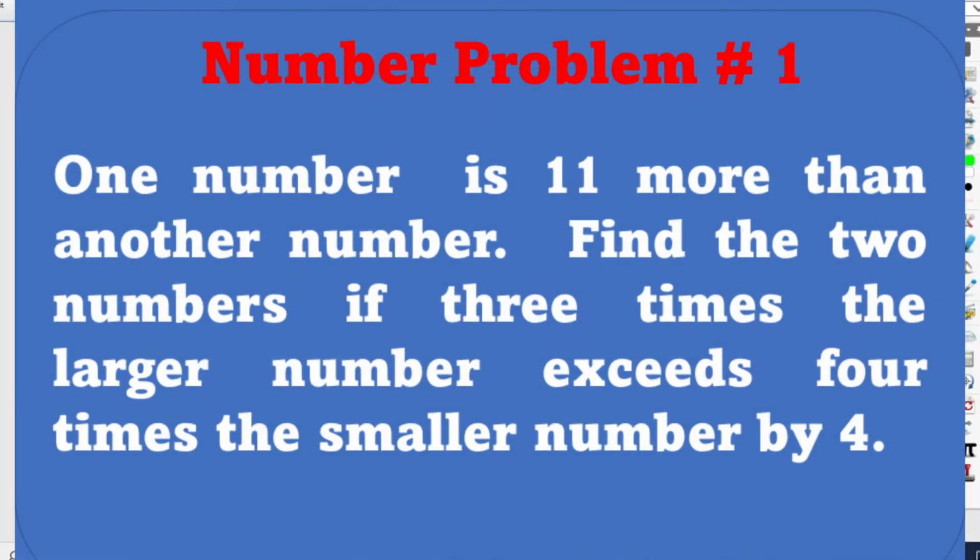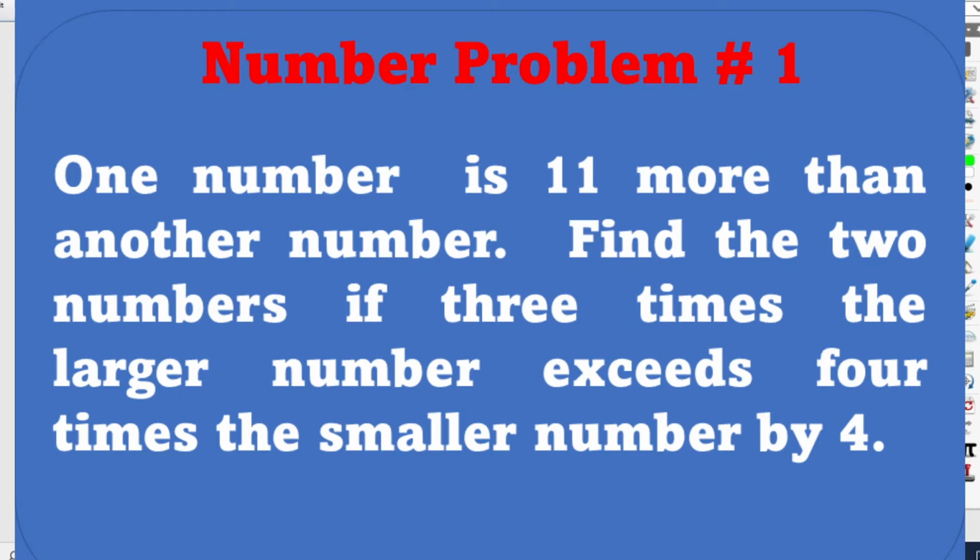Okay guys, let's solve the first problem under number relation problem. The problem says that one number is 11 more than another number. Find the two numbers if 3 times the larger number exceeds 4 times the smaller number by 4.